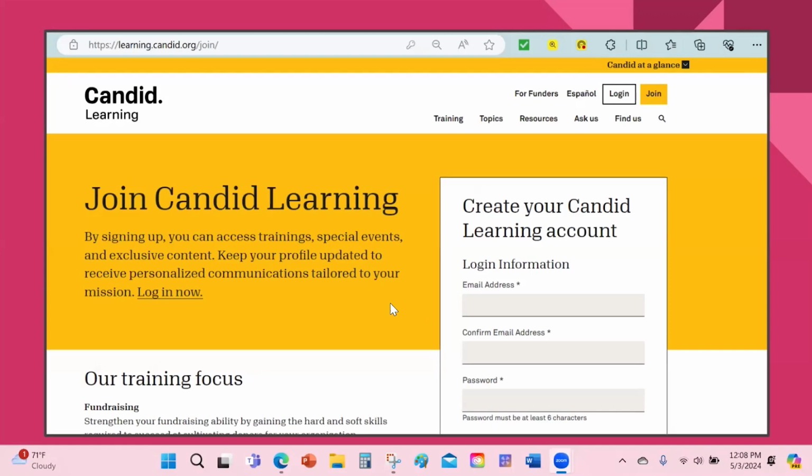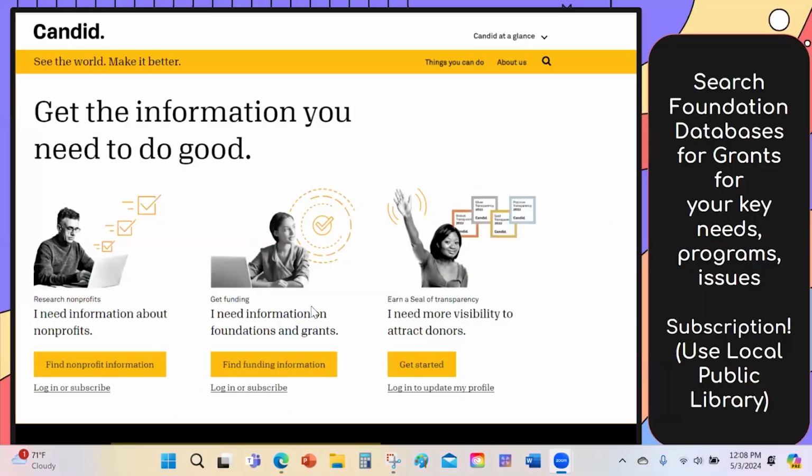So this is simply how you sign up for a free account. You just put in your organizational email address and a password, and then you have access to a lot of their free screening and free training materials. Again, this is Candid.